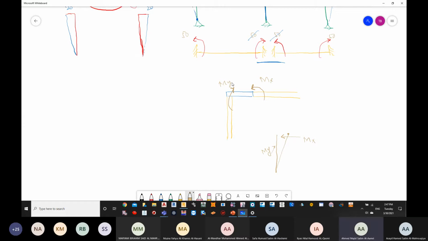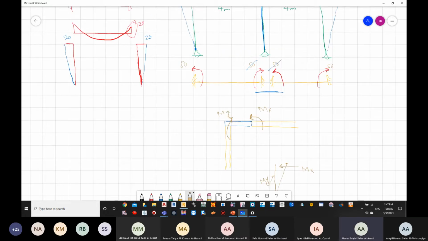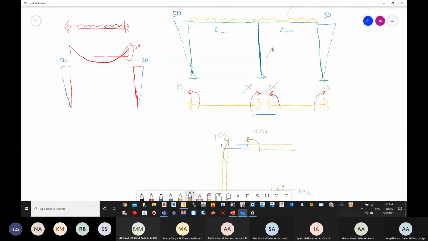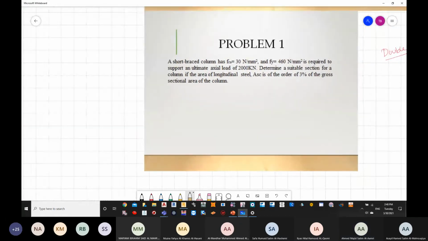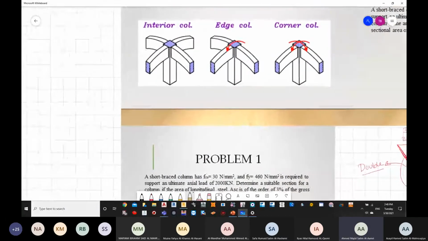So we have seen columns having no moment, we have seen columns having only one side moment, and we have seen columns having two moments. Column without moment, column with one moment, column with two moments, which are explained here in a very short manner.